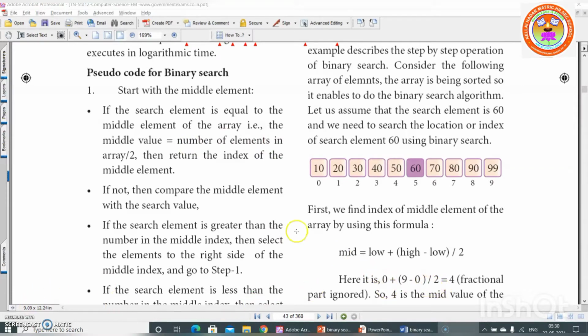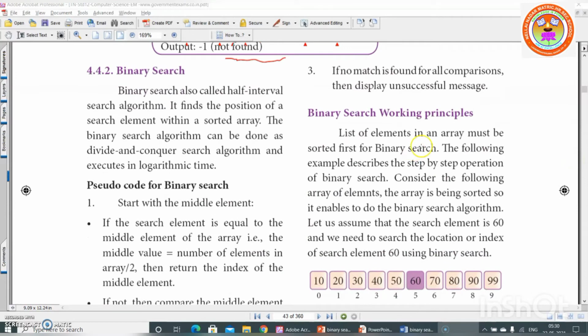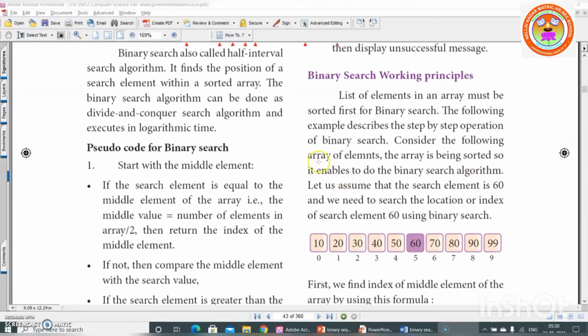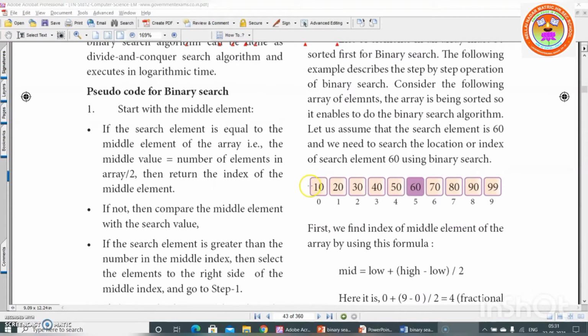Okay. First, we will see the working principle. The list of elements in an array must be sorted first for binary search. Already I told you. The following example describes the step-by-step operations of binary search. Consider the following array of elements. The array is sorted, so it enables us to do the binary search algorithm. See here, the array is sorted: 10, 20, 30, 40, 50, 60, 70, 80, 90, 99. Okay. Right.